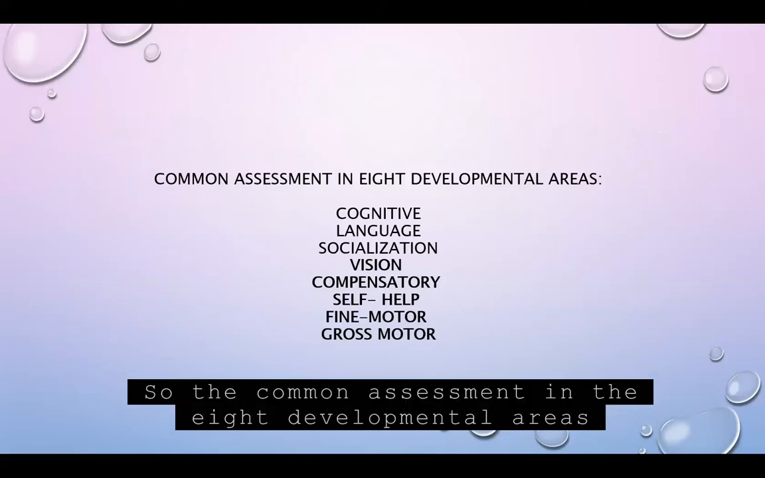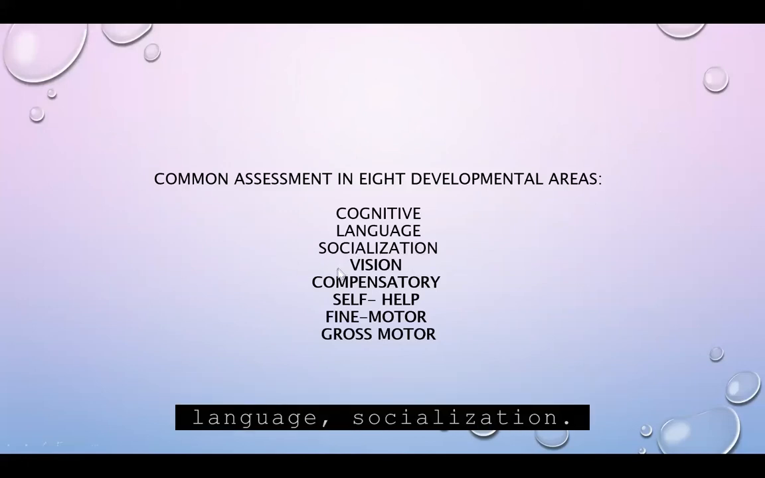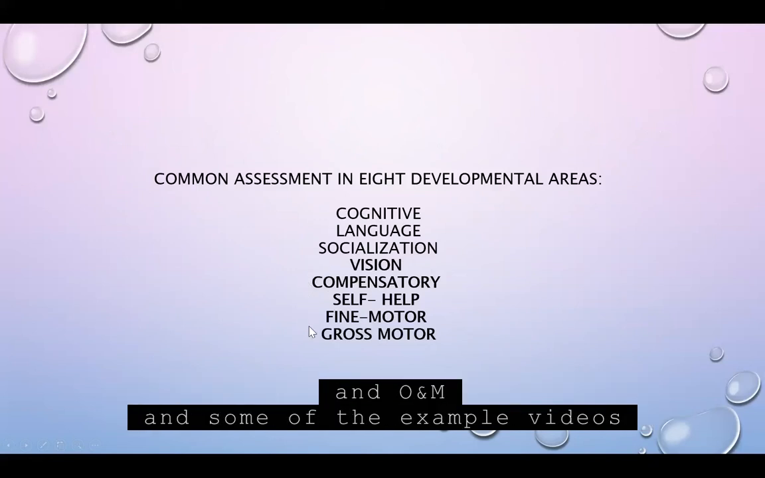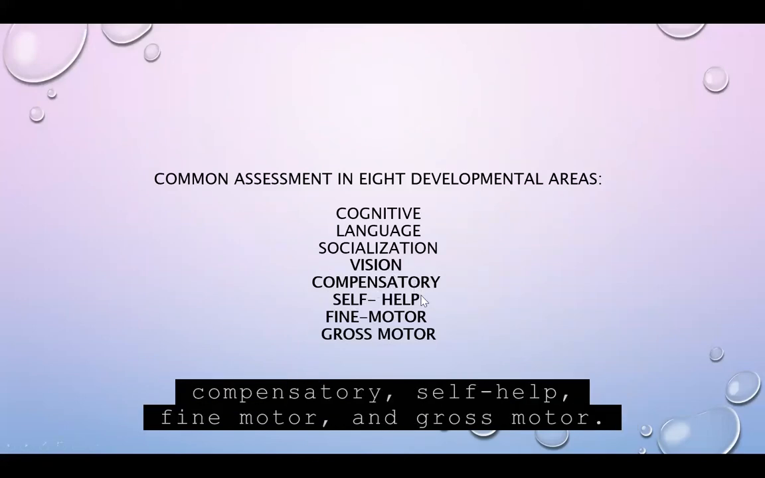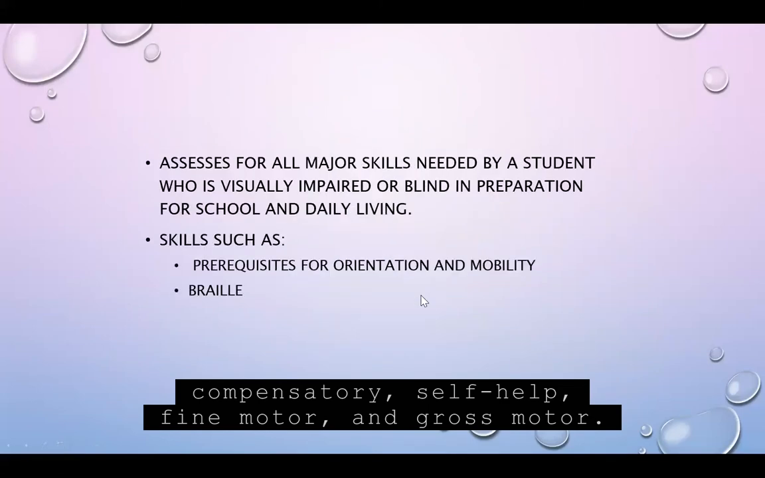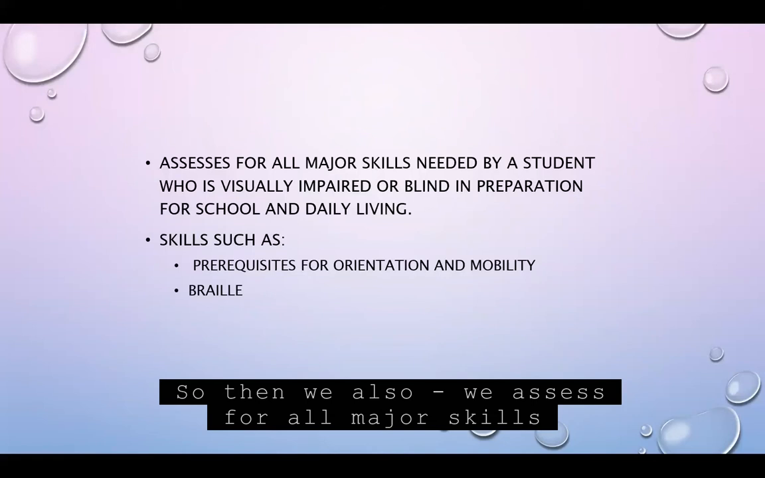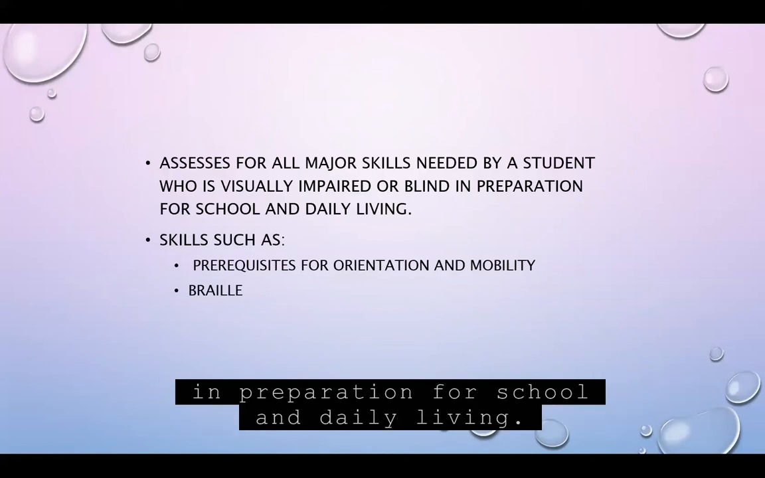So the common assessment in the 8 developmental areas that we all are looking for: cognitive, language, socialization, but in particular here, for the things that are in common for VI and O&M, and in some of the example videos that you're going to see, we're looking at vision, compensatory, self-help, fine motor, and gross motor. Then we assess for all major skills needed by a student who is visually impaired or blind in preparation for school and daily living, right?